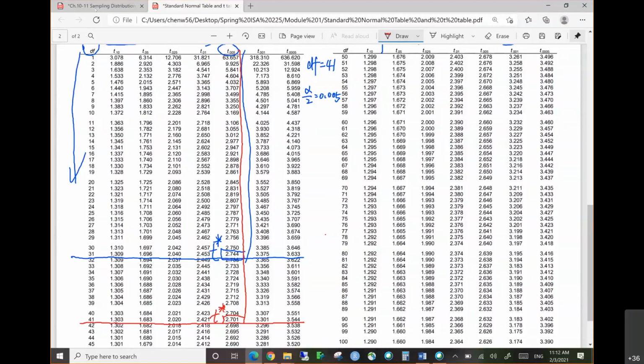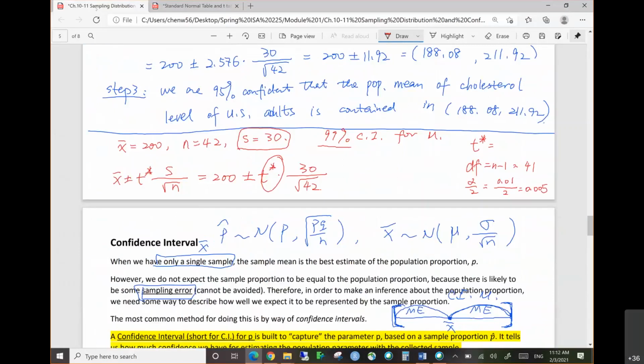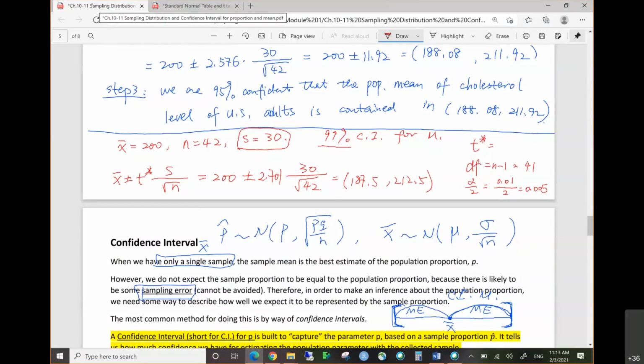Okay, now let's come back. That means we can replace this t star with 2.701, and then we can just calculate it to be 187.5 to 112.5. Got it? Any questions? Oh, good.